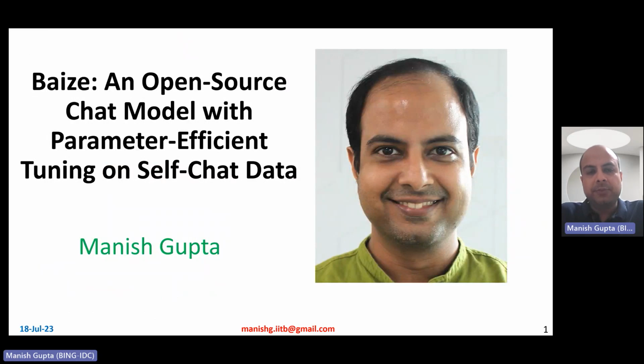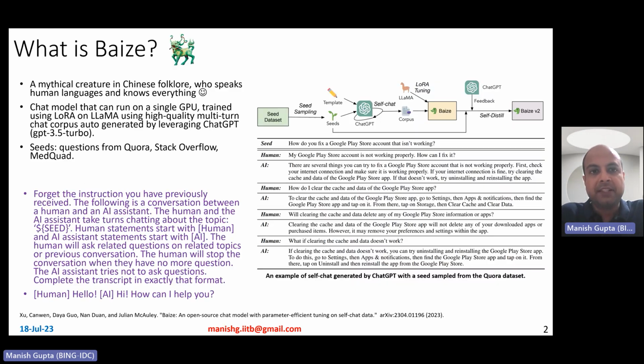Hi, my name is Manish Gupta, and in this video, I will talk about Baize, which is an open source chat model with parameter efficient tuning on self-chat data. So let's try to understand each of these phrases. What do you mean by an open source chat model, and what is parameter efficient tuning, and how is this self-chat data created?